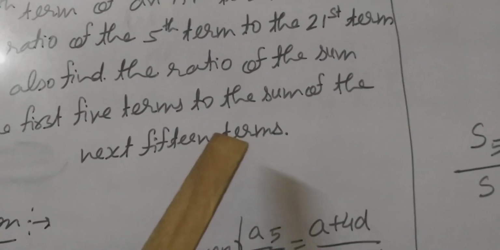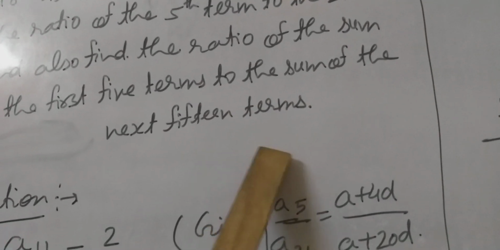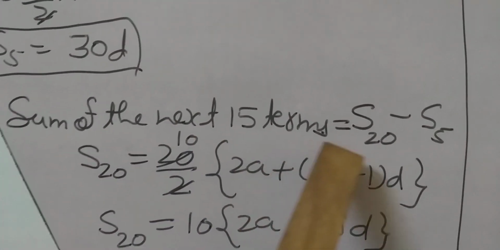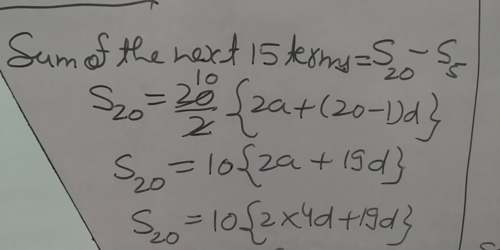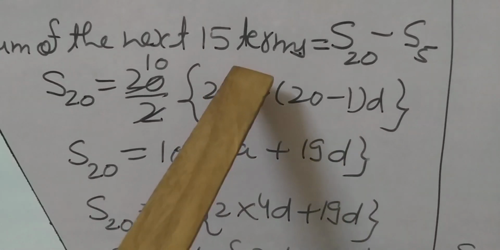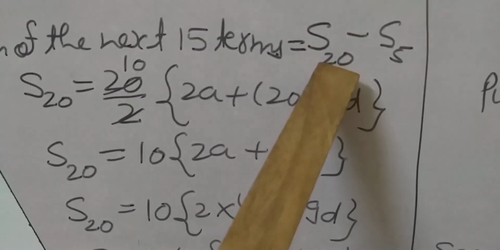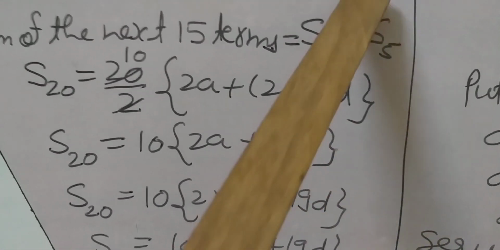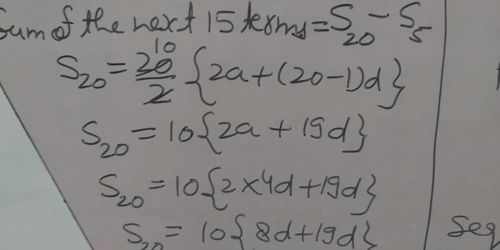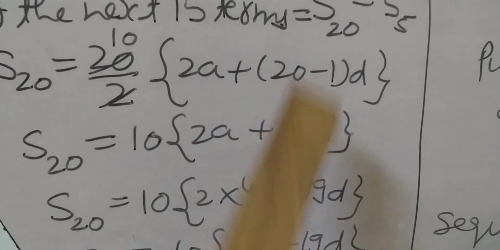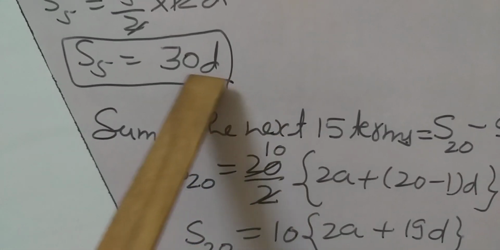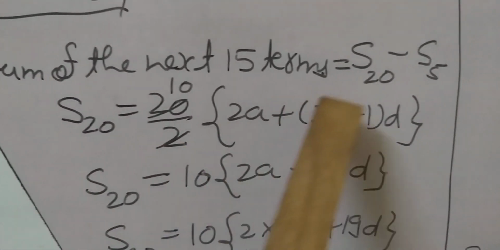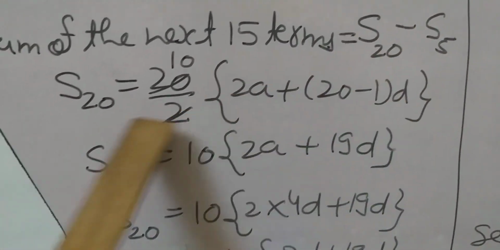Now students, we have to find the sum of the next 15 terms. So the sum of the next 15 terms equals S20 minus S5. From the sum of 20 terms, if we subtract the sum of first 5 terms, then we can get the sum of next 15 terms. S5 we have already obtained. Now we are going to find out S20.